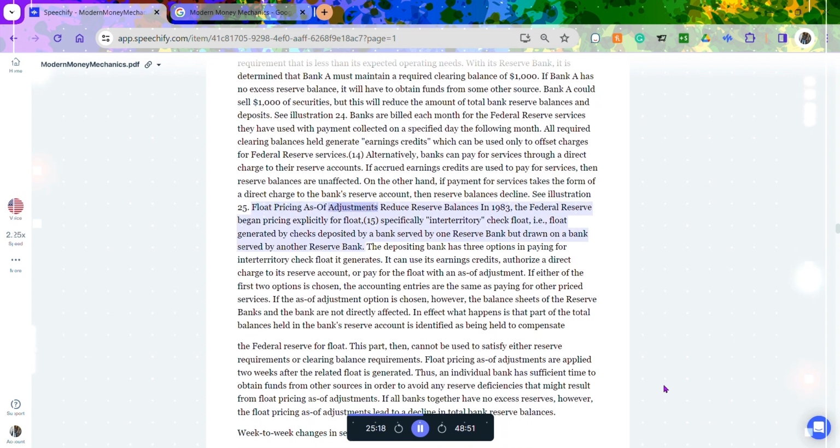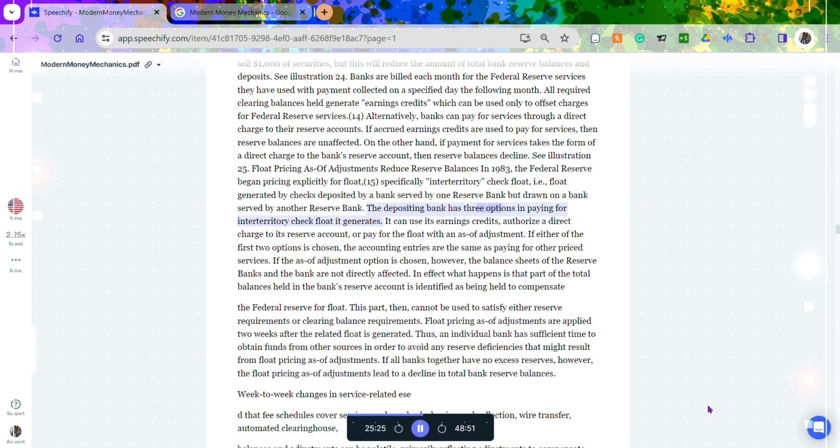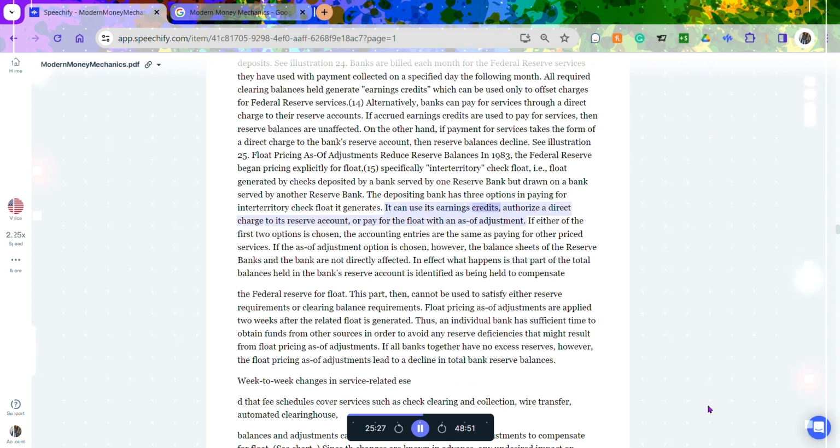Float pricing as of adjustments reduce reserve balances. In 1983, the Federal Reserve began pricing explicitly for float. 15. Specifically interterritory check float, i.e., float generated by checks deposited by a bank served by one reserve bank but drawn on a bank served by another reserve bank. The depositing bank has three options in paying for interterritory check float it generates. It can use its earnings credits, authorize a direct charge to its reserve account, or pay for the float with an as of adjustment.